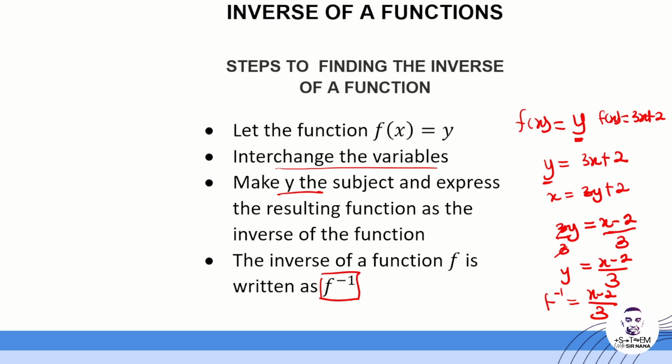So these are the steps you must take when you are finding the inverse of a function. First, let the function f of x be equal to y, or the function g of x be equal to y, or h of x be equal to y. Then we have y equal to the function, and then interchange the variables. So where we see y, we put x there; where we see x, we put y there. If it's a function of t, where we see t, we put y there, and where we see y, we put t there. And then we make y the subject, and then we express that as the inverse of the function.